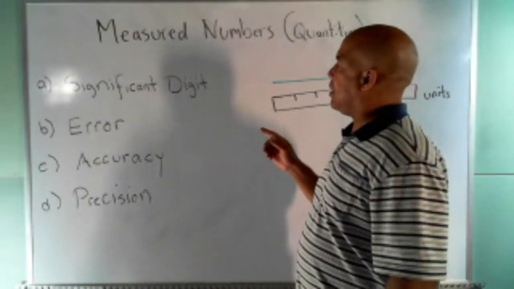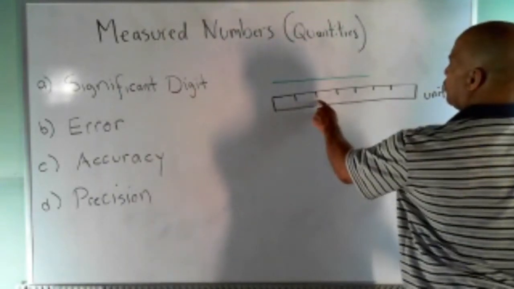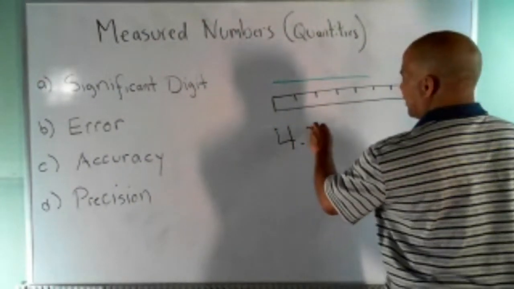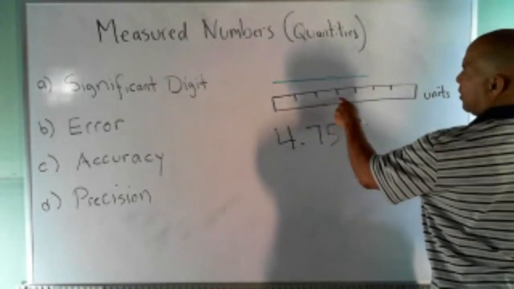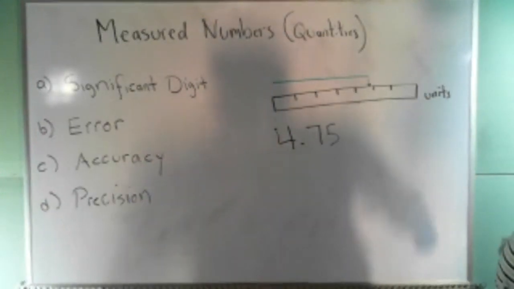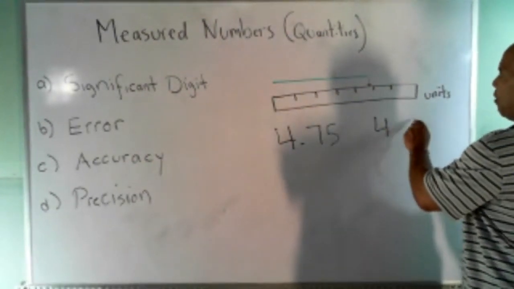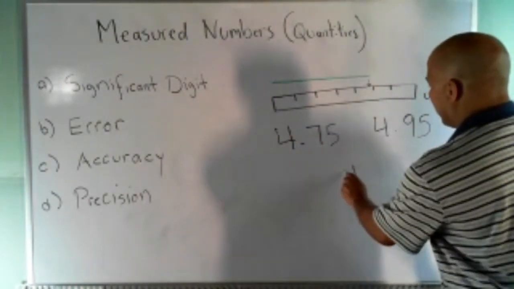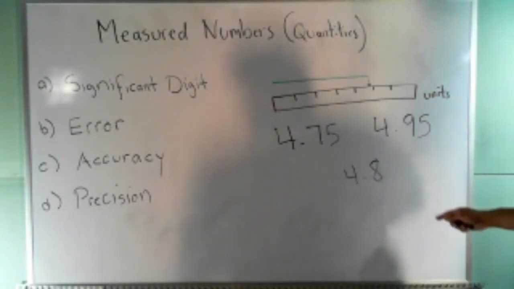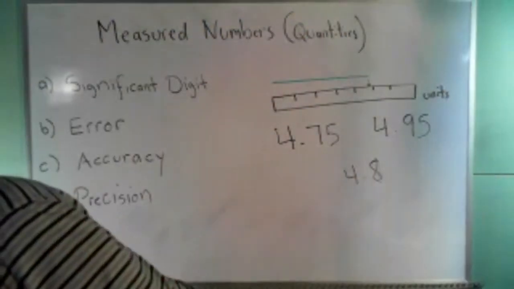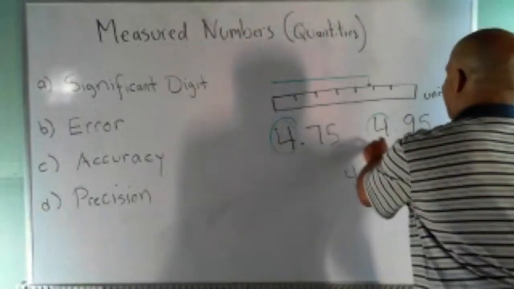Well, if I ask how long is the line, you might say, let's see, I got 1, 2, 3, 4. To me, it looks like about 4.75. Somebody else might look and say, nah, that looks like 4.95. Somebody else might say, no, it looks like 4.8. You can argue over anything after the decimal point. But what you can't argue about is that we know it's at least 4. In all these cases, it's 4.